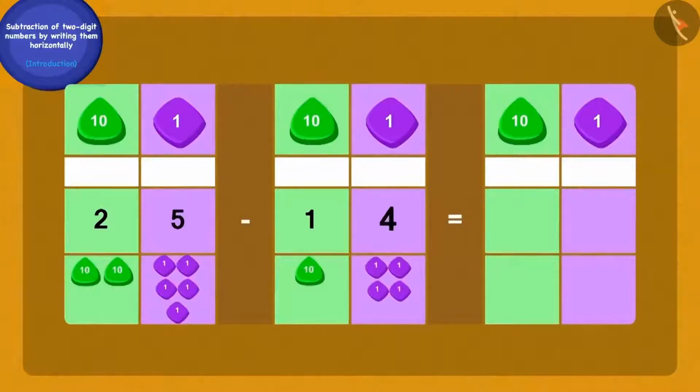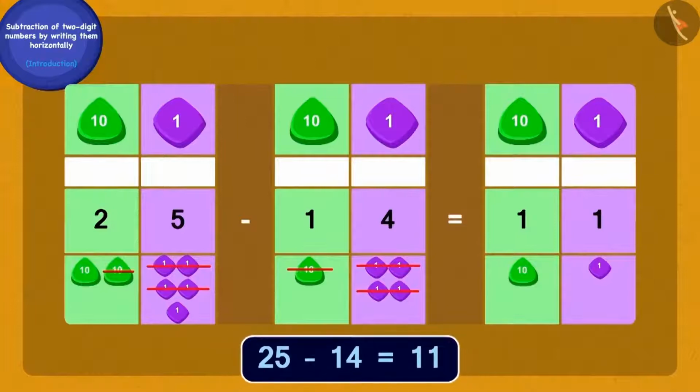If I subtract the 4 ones of 14 from the 5 ones of 25, how many ones are we left with? 1 ones. And now what should we do? Absolutely correct. If we subtract the 1 tens of 14 from the 2 tens of 25, then how many tens will we be left with? 1 tens. In this way, Chanda's yellow flower garland has 11 more flowers than her garland of red flowers.